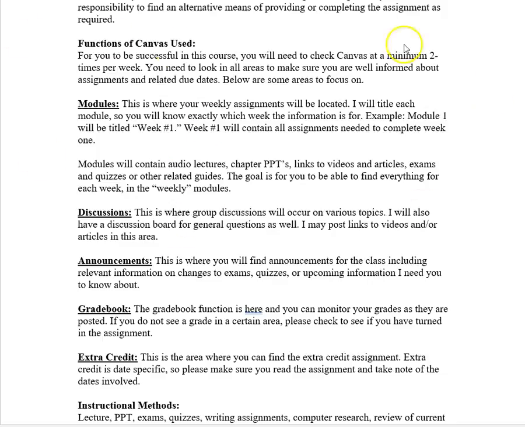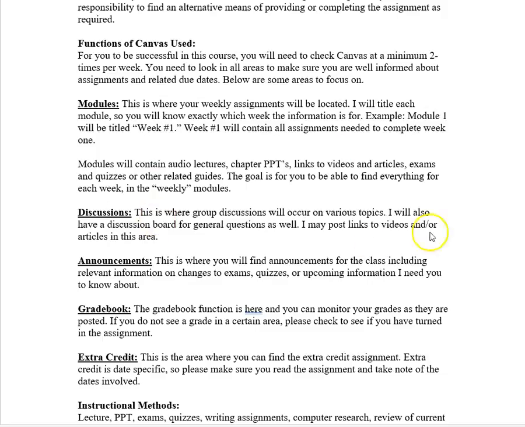But we'll start off with modules. So the modules, this is where your weekly assignments are going to be located, and we're right here. And I will title each module so you know exactly which week it corresponds to. So for example, module 1 will be titled week 1, and week 1 will contain all of the assignments needed to complete week 1. So for this upcoming week 1, and I'll show it to you in more detail, you'll do the check-in, you'll do the discussion board, and you'll do the syllabus quiz. That's what you need to do. That's what's in that module.